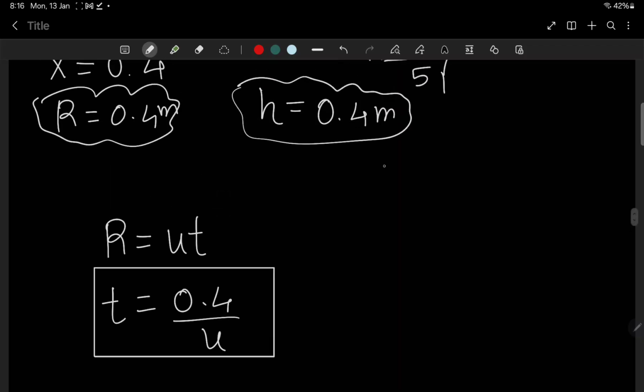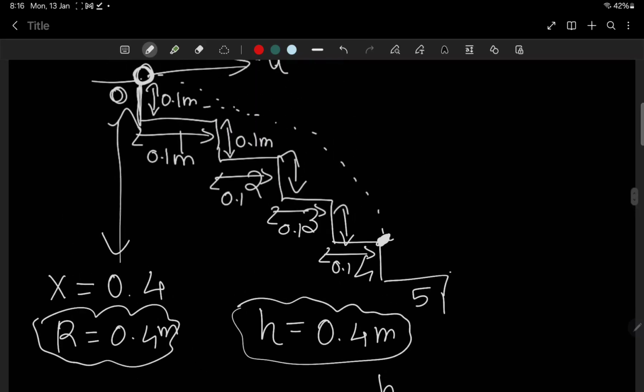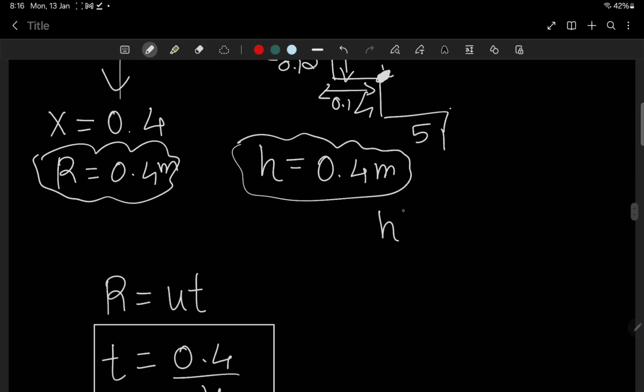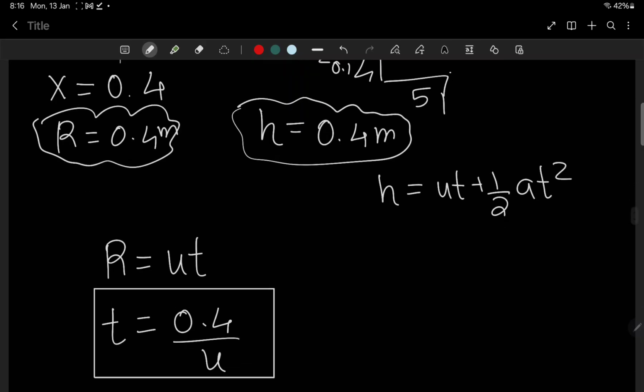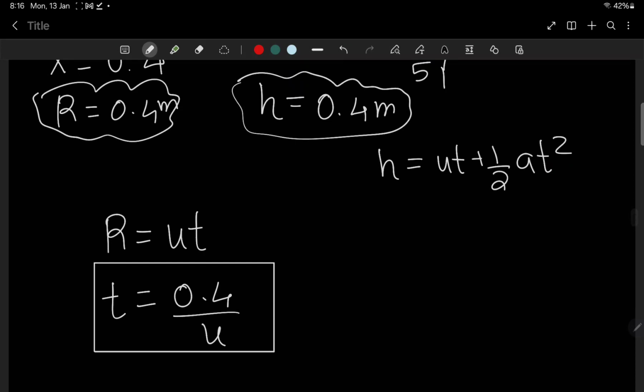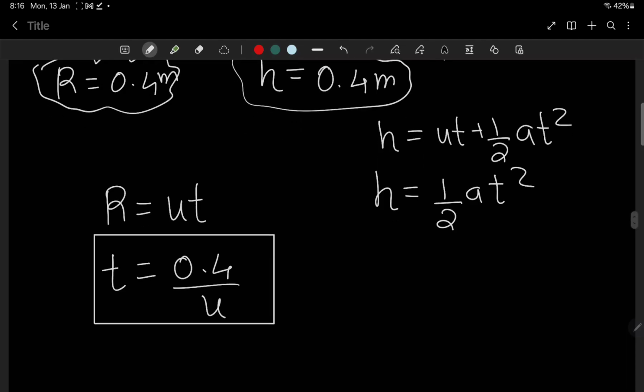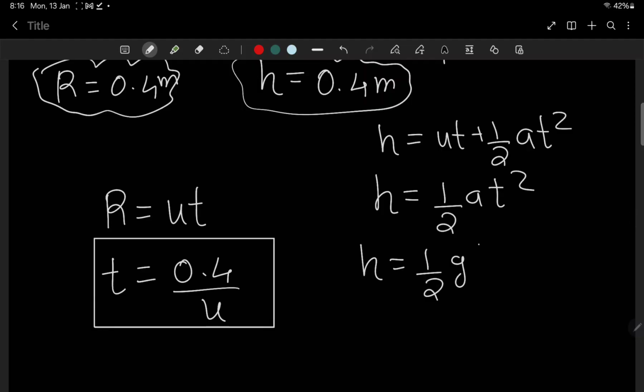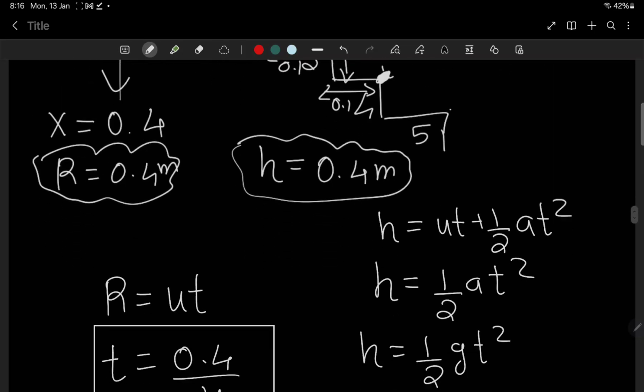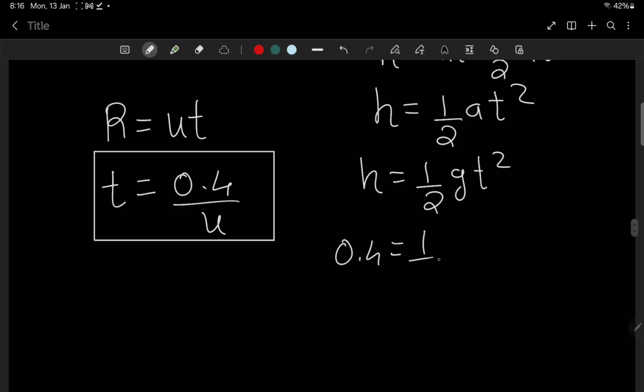Now you know that you apply the equation of motion for here. You know that you can calculate, this is h. So I am taking the equation h equal to ut plus half at square. Initially you take the velocity to be 0. Okay. So we have h equal to half a t square. Here a is what? Gravity. So it is half g t square. So from here h we know that is 0.4 meter, substitute. And g we know 10. And t also we know, 0.4 by u whole square. Now we can calculate u from here.